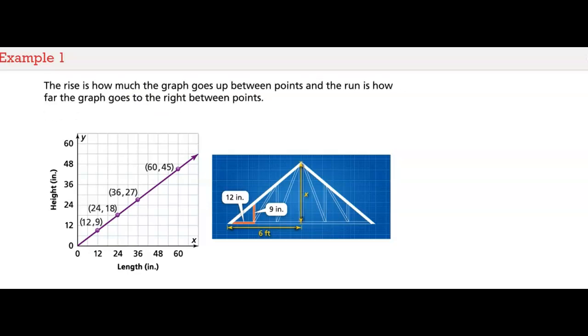The rise is how much the graph goes up between points. The point (60, 45) rises 27 from the point (24, 18). And the run is how far the graph goes to the right between points. The point (60, 45) runs 36 inches from the point (24, 18).